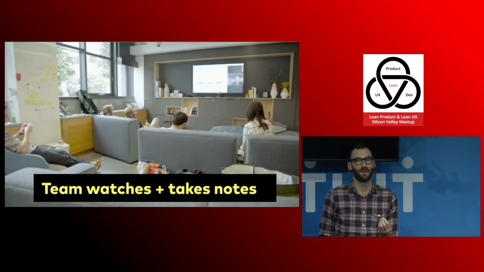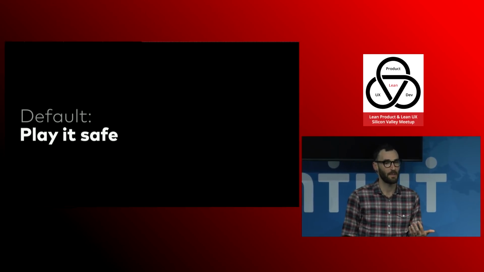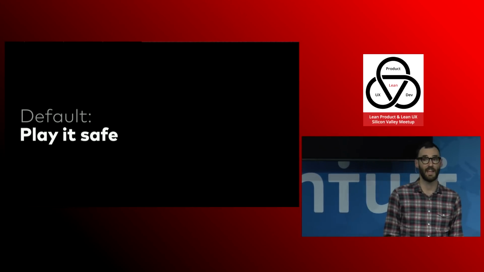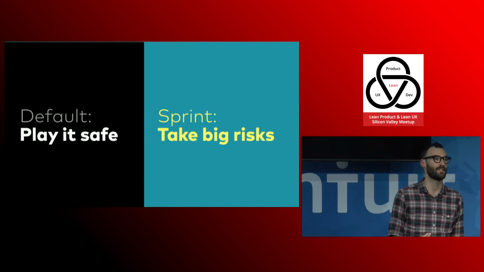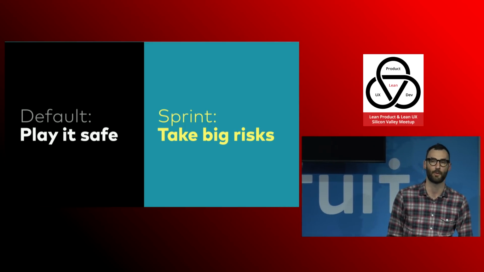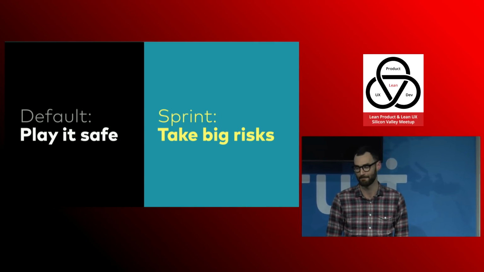So what would happen in a sprint was that a team would be able to take more risks. They'd be able to get data sooner. And oftentimes, whereas by default they'd have to play it safe, they were able to really try something that might have a big reward, but wouldn't be something they'd be comfortable launching or committing to right off the bat.